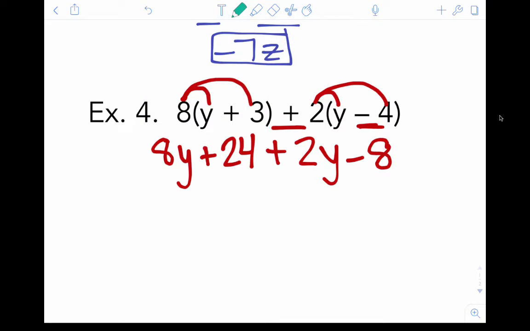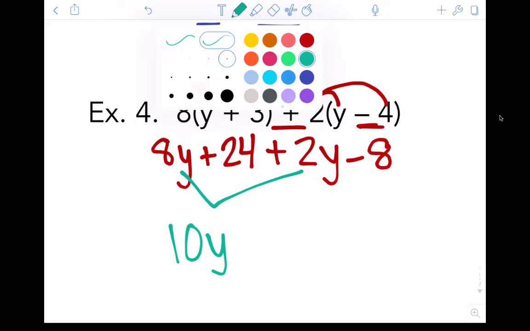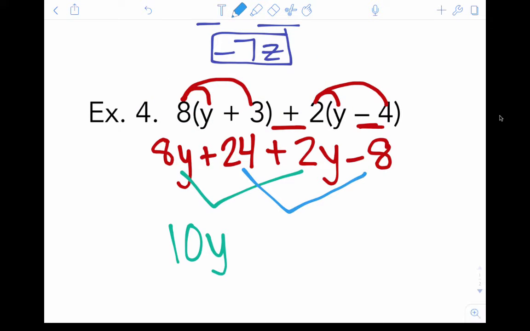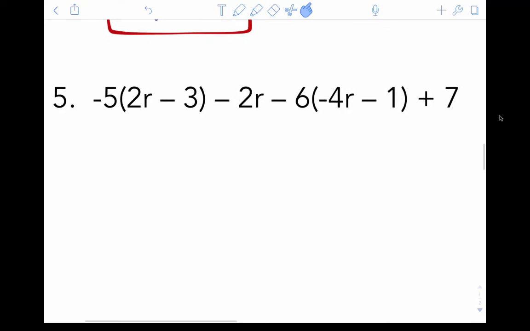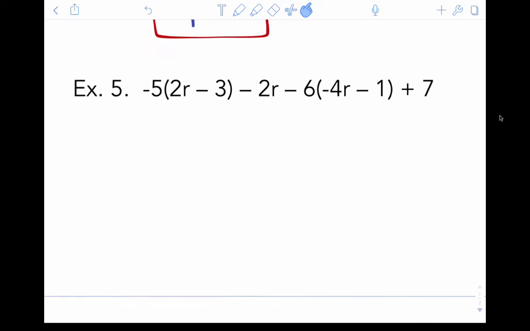Now I can combine like terms. So I have my 8y and my 2y. 8 plus 2 is 10. So I have 10 y's. And then I have 24 minus 8, which is a positive 16. So I have 10y plus 16. I only have one more problem left. Go ahead and pause this video and try this one on your own. And then once you get it, continue the video and I'll work this out and you can check and make sure that you did it correctly.